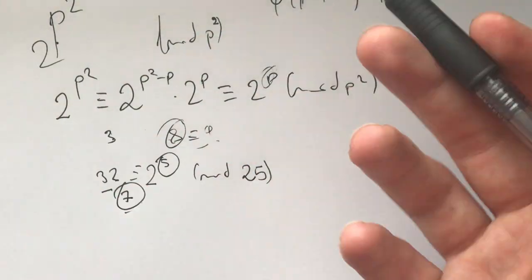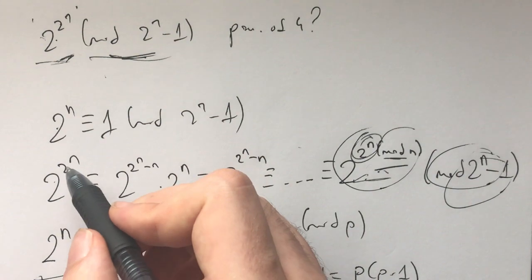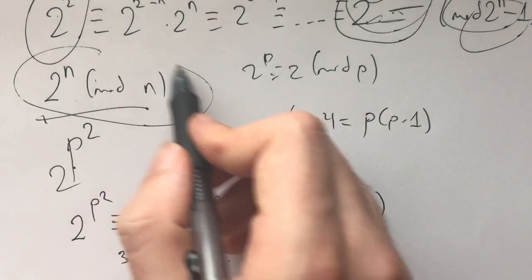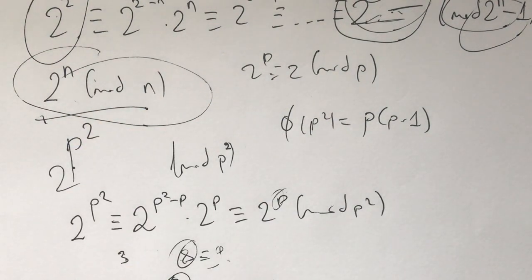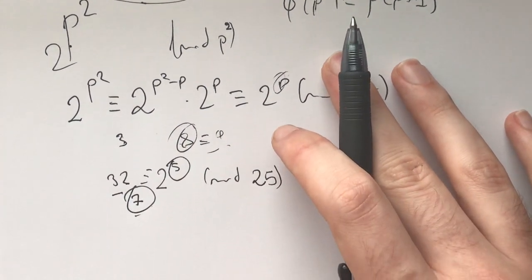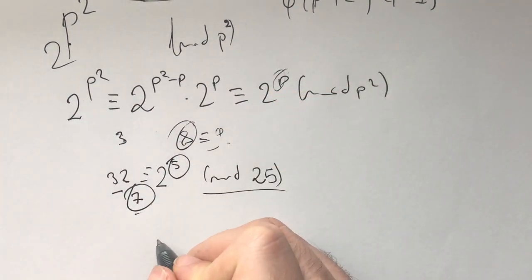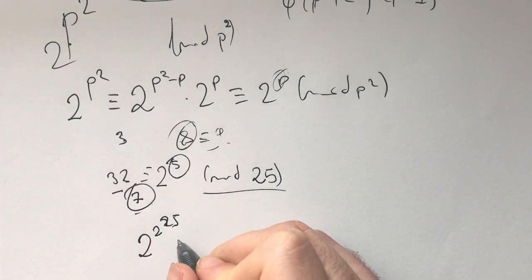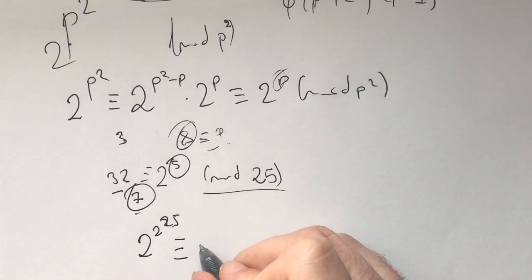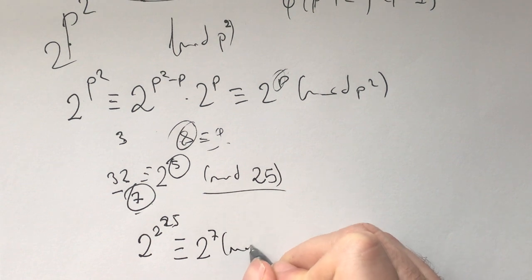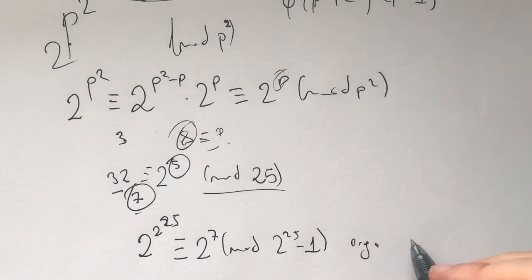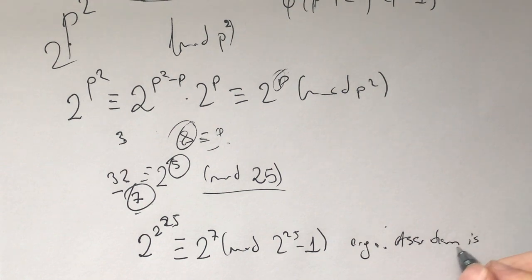Now, where we would write the solution, we say we know that the remainder is going to be this, so we're interested in seeing whether it is an even number or not. If it's an odd number, it's not a power of 2, and we have that this is true. So 2 to the 2 to the 25th is congruent to 2 to the power of 7 modulo 2 to the 25 minus 1. Ergo, there's a counterexample, or ergo, the assertion is false. And this solves our problem.